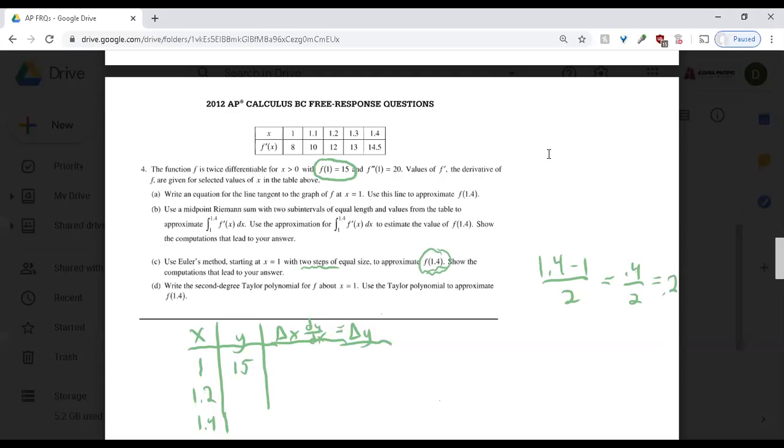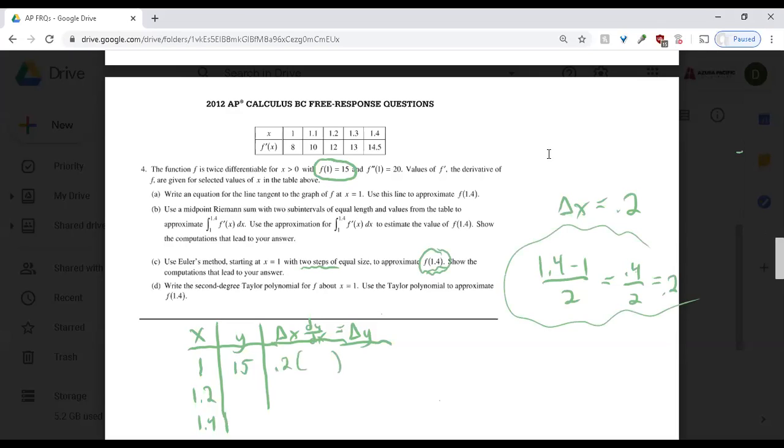So you don't have to do this work if you can see it right away. To get from 1 to 1.4 in 2 steps, you go 1, 1.2, 1.4. But if you like a formula, you have a formula there. Subtract the numbers and divide by the number of steps. Okay, so that means delta x will always be 0.2 no matter what. So it's going to be 0.2 times dy over dx.